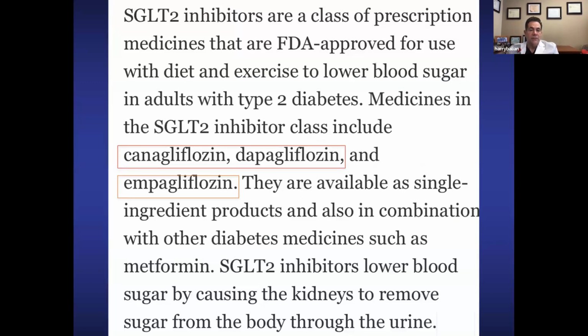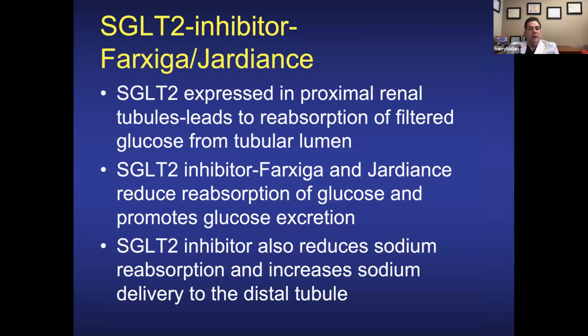but now also being used as an adjunct in treatment of heart failure, and they're incorporated in our revised heart failure guidelines, which were published last year. The three major ones are canagliflozin, dapagliflozin, and empagliflozin. Namely, the three main ones are the Farxiga, Jardiance, and also the Lexicon. And I'll give you further data on this one. So Farxiga and Jardiance are the SGLT2 inhibitors.